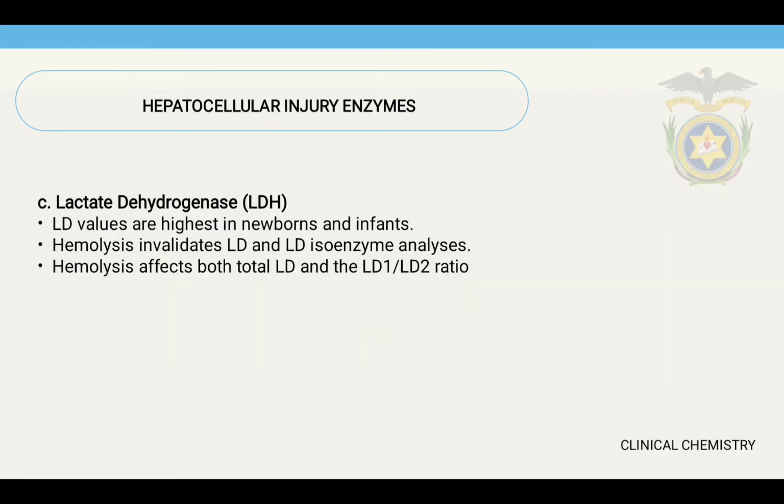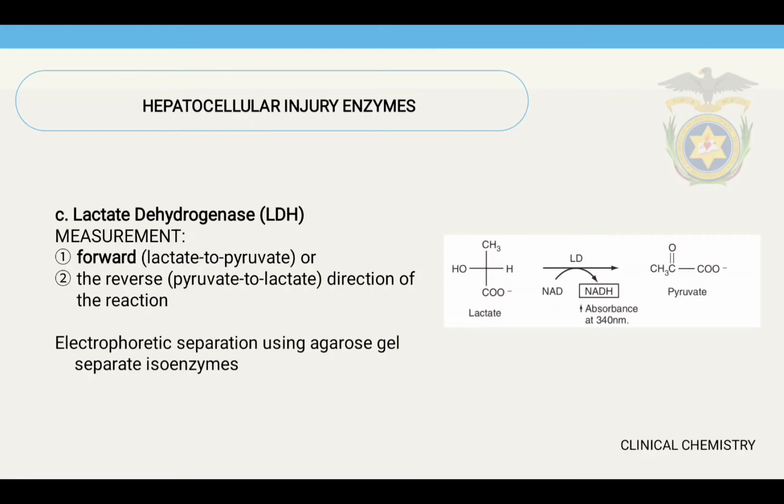LD values are highest in newborns and infants, and hemolysis invalidates LD and LD isoenzyme analysis. Hemolysis also affects both total LD and the LD1 to LD2 ratio. The measurement of your lactate dehydrogenase can be done in the forward method or the reverse. For the forward, we're checking the conversion from lactate to pyruvate, while in the reverse, it's pyruvate to lactate. The forward one is more commonly used in the laboratory. And then in order to differentiate the different isoenzymes, we utilize electrophoretic separation using an agarose gel.